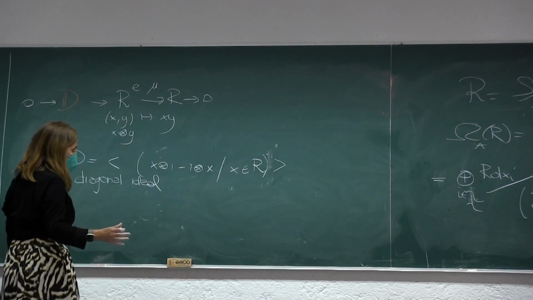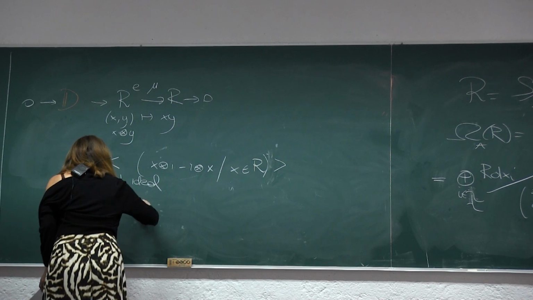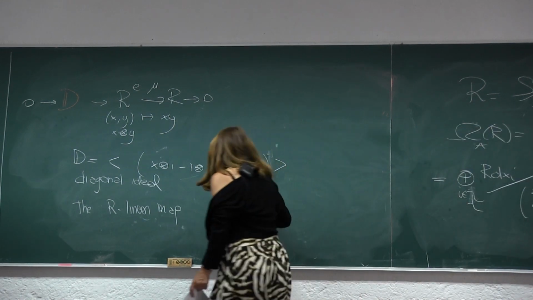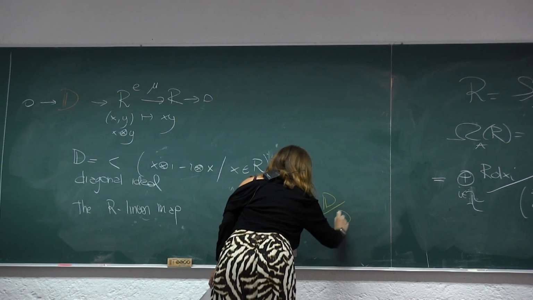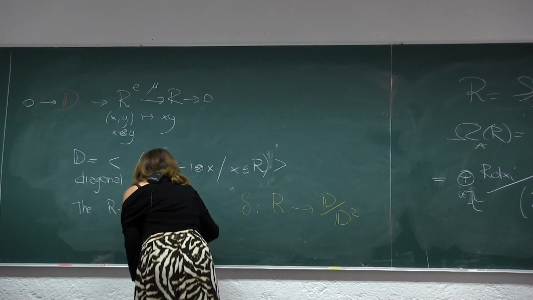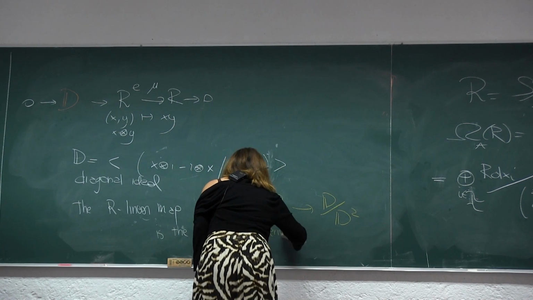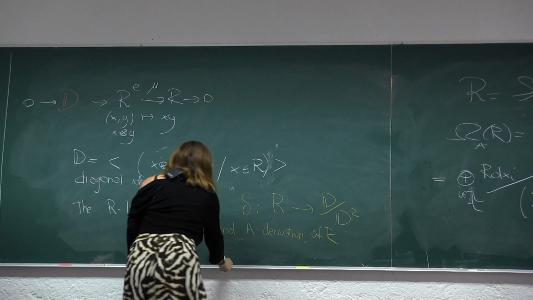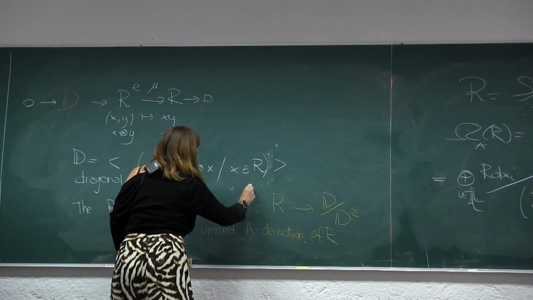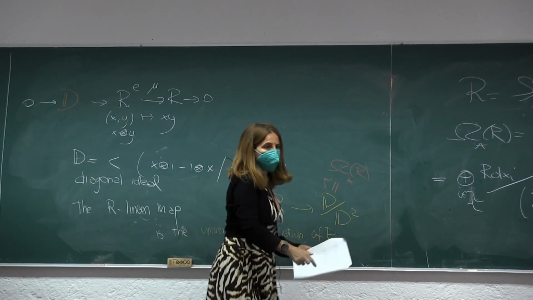Okay, so now what we want to prove is the following. We want to find the module of differentials out of this. And what we claim is this, that the R-linear map delta that goes from R to D modulo D square is a derivation, and is actually the universal A-derivation of R. So this guy is Omega_R over A. That's what we claim. So D over D square is the module of differentials.